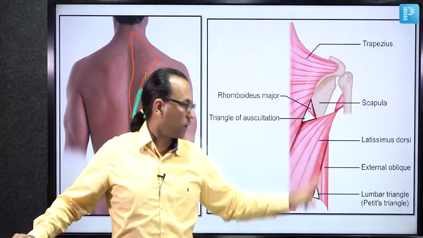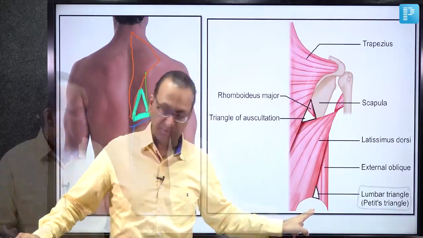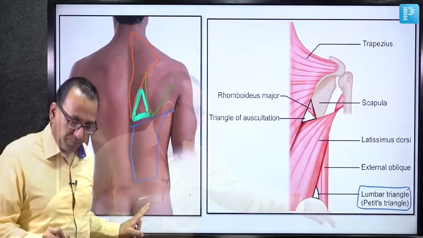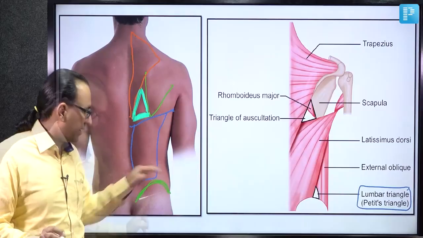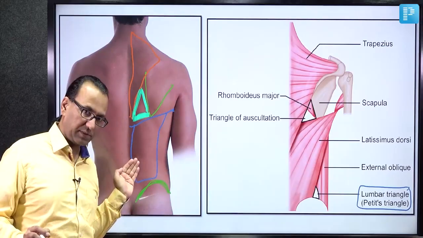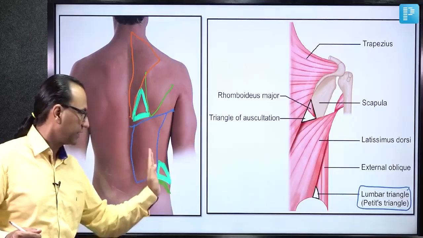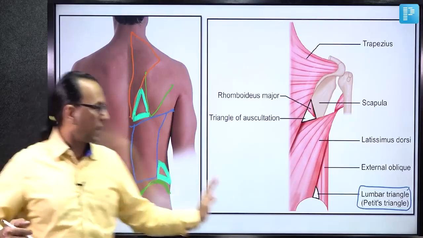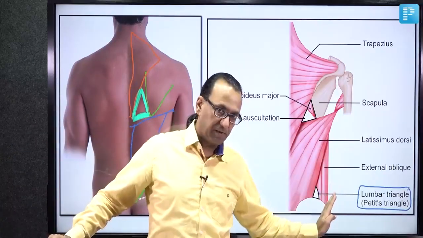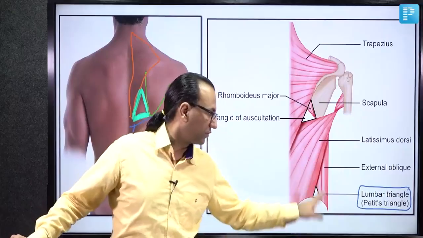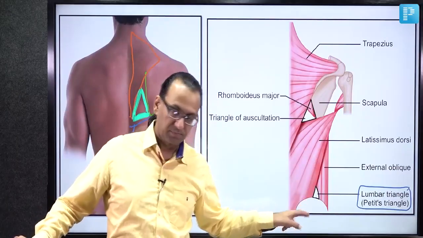Then we can also talk about the lumbar triangle of Petit, which is bounded by the ilium part of the hip bone inferiorly, and relates to the latissimus dorsi muscle as well. Then what is the muscle anteriorly? The muscle of the anterior abdominal wall, which is called the external oblique muscle. So that is the lumbar triangle, Petit's triangle.